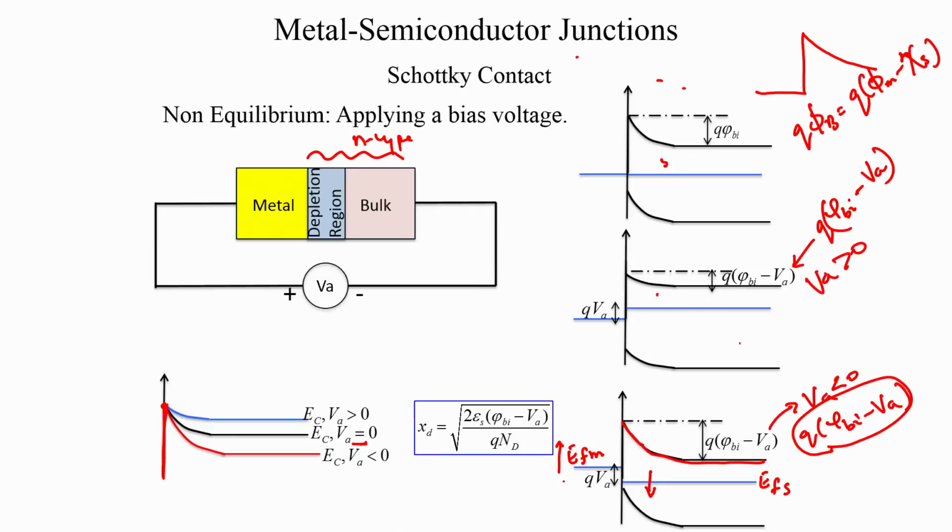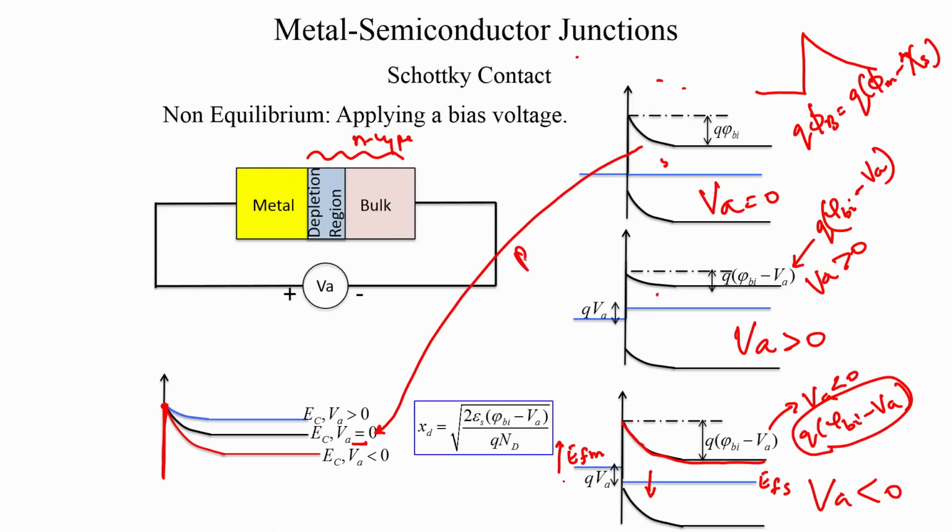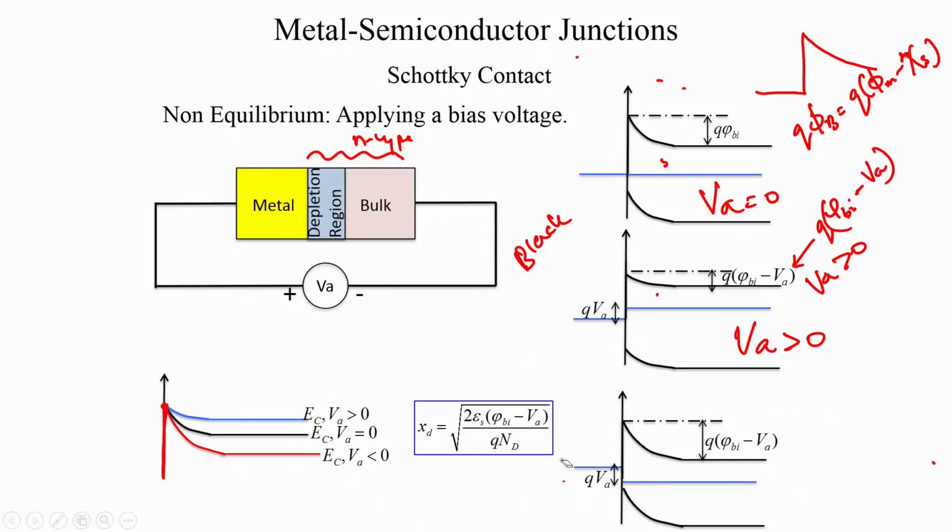Sorry, I should have labeled that. I just realized that these labels are missing. So, that is the case of Va greater than 0, this is the case of Va less than 0, and that is the case of Va equal to 0. So, this case corresponds to this drawing here, that is in black. This case corresponds to this drawing here, that is in blue, and this case corresponds to this drawing here, that is in red.